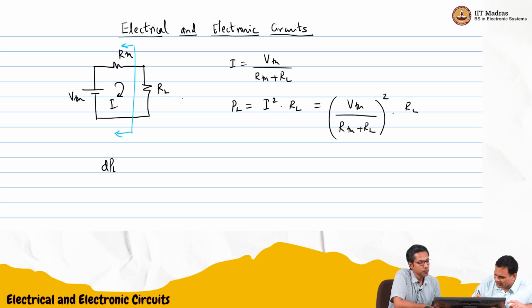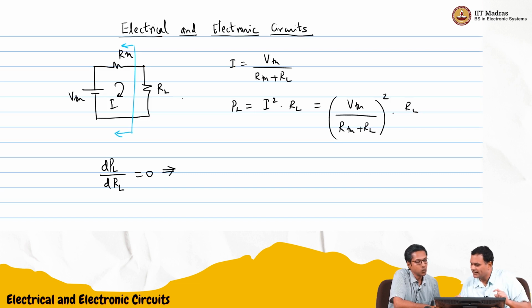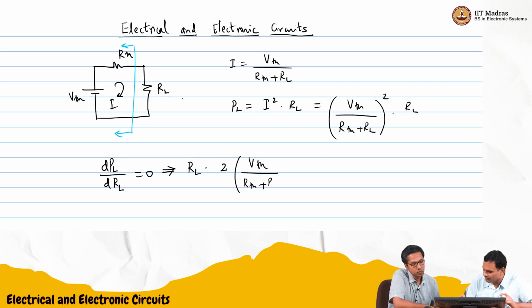So I'm going to say dPL by dRL, and I want it to be 0. I need to take the derivative. Taking the first one, RL times the derivative of VTH by RTH plus RL, the whole squared. That will be 2 times VTH by RTH plus RL, since I've just taken the derivative of this. And then I have to take the derivative of what is inside.